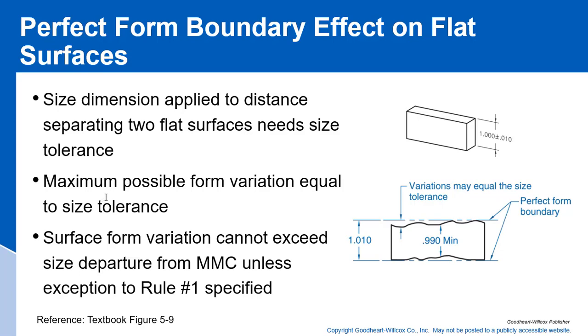Okay, so the maximum possible form variation equals the size tolerance. Okay, so this is very important. The maximum possible form variation equals the size tolerance. Okay, so from 990 to 1 inch and 10 thousandths, that is the possible variation, which happens to be plus or minus 10 thousandths. So maximum possible form variation equals the size tolerance. Okay, then finally, surface form variation cannot exceed the size departure from MMC unless an exception to Rule number 1 is specified. We'll talk about that in a minute here.